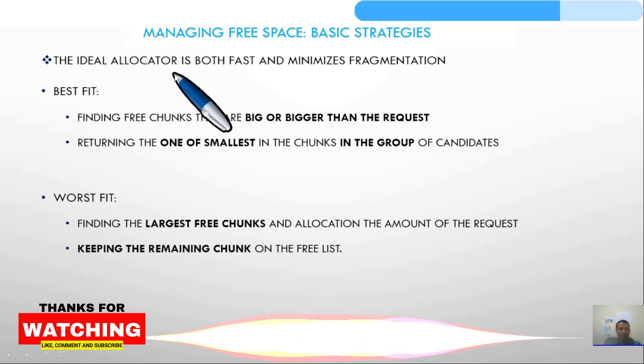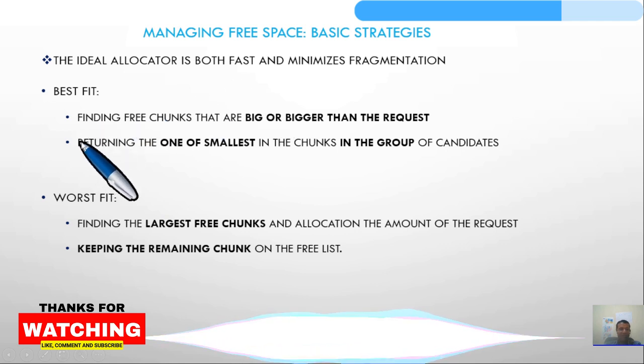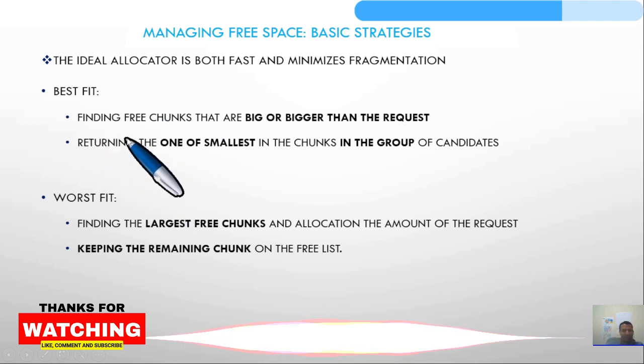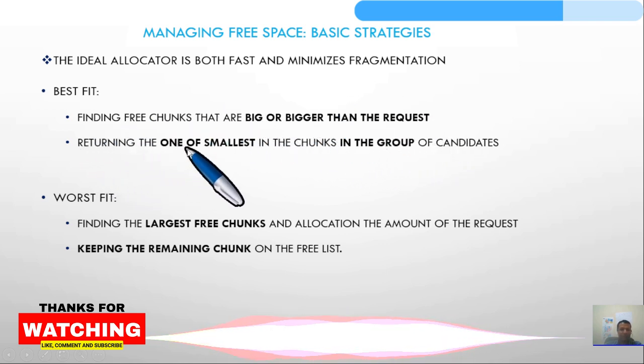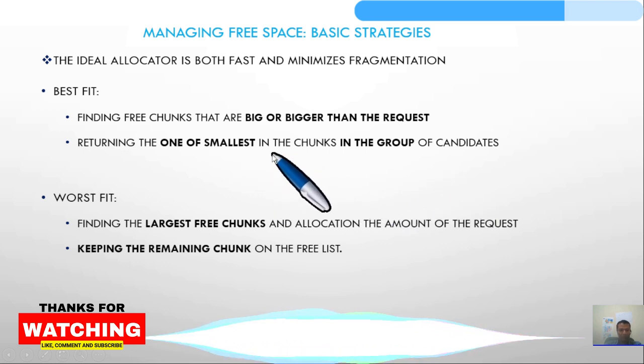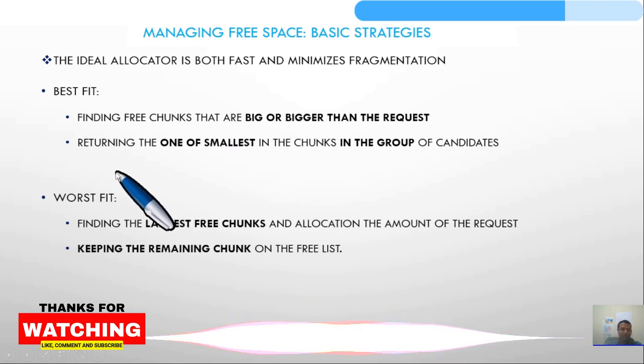The ideal allocator is both fast and minimizes fragmentation. So the first one is the best fit method. The best fit method finds free chunks that are as big as or bigger than the request, and returns the smallest chunk in the group of candidates. It will find every chunk which is greater than the requested memory size, but it will give the smallest.